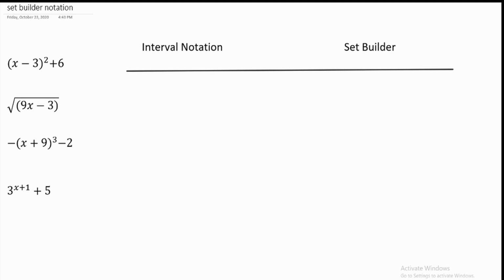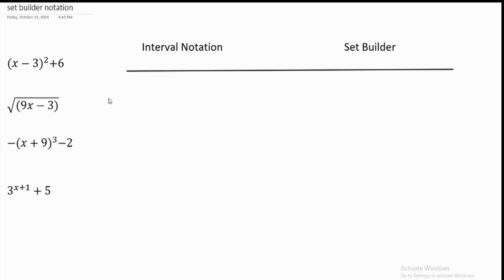Alright, so today in this video we're going to try to get the domain and range of these functions I've created and express them using interval and set builder notation. Later on, we're going to check our work by seeing the graphs of these functions just to make sure that we did them right and to reinforce our learning. So let's get started. The first function we have is (x − 3)² + 6.